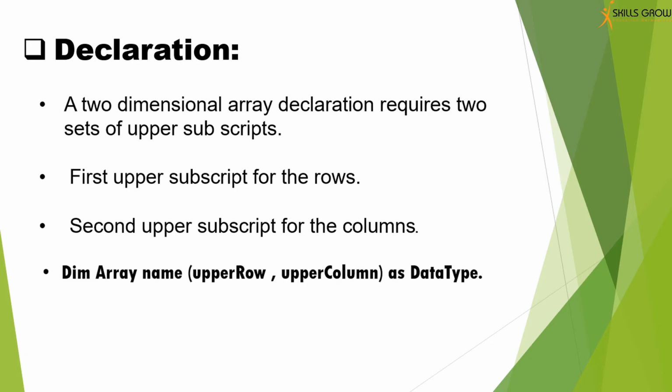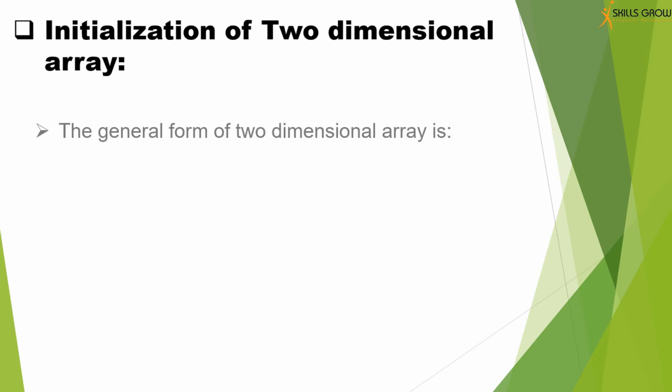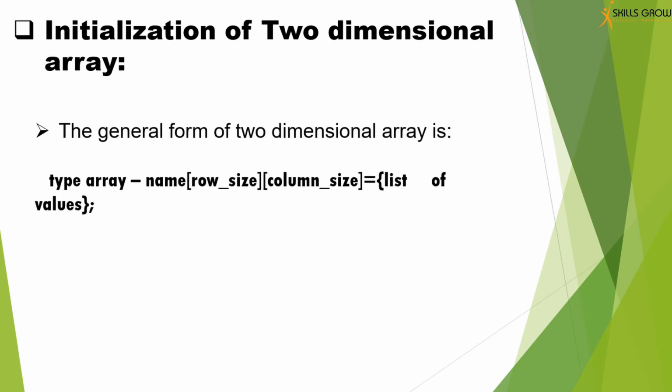And in the syntax, upper row and upper column are the highest values of row and column and they must be positive integers. The data type is the data type of the array. Initialization of two-dimensional array. Here is the syntax for initializing a two-dimensional array. And in the syntax, list of values are the values that an array is initialized to, and it must be an integer or a character data type.